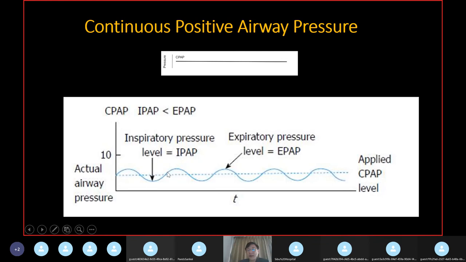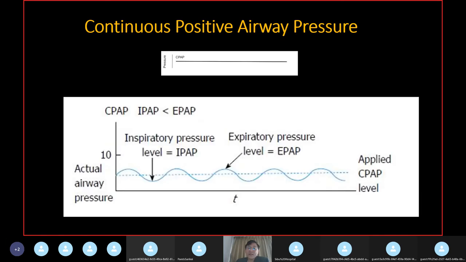Because you're going against the flow of the machine, sometimes this might create a bit of discomfort. The patient might feel a bit suffocated. When we inhale, no problem, very easy and very comfortable. When you start to exhale, you're going to feel resistance because you're trying to go against the flow.